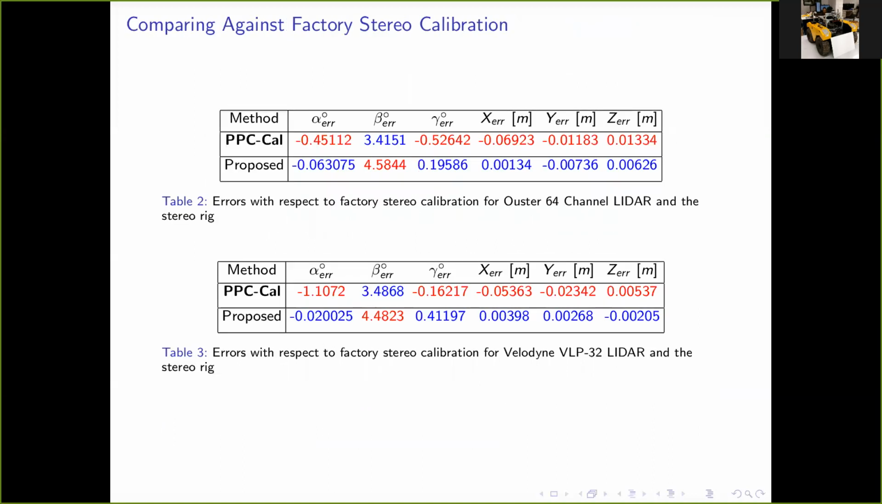Tables 2 and 3 present the errors with respect to the known stereo calibration for both Ouster and Velodyne LiDARs and the stereo pair. The generic observation from these tables is that the proposed method performs better along all the degrees of freedom except one rotational direction, which is shown in red. But along all other degrees of freedom, the proposed method performs significantly better.